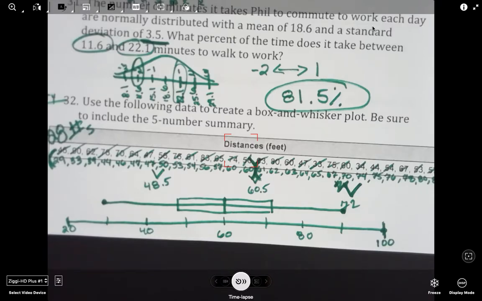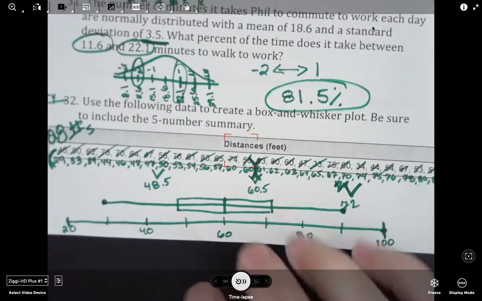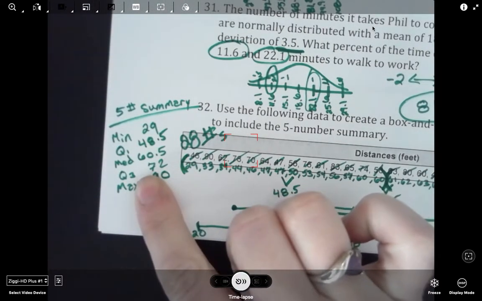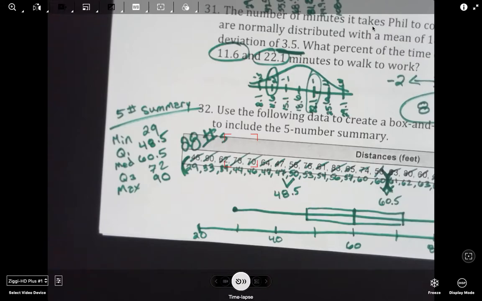That's awesome. So, if you do not label your box and whisker plot down here, what each one of those is, make sure you include that off to the side. If you do not have a label, I count it wrong. If you don't have it labeled somewhere, that box means nothing to me. Good?